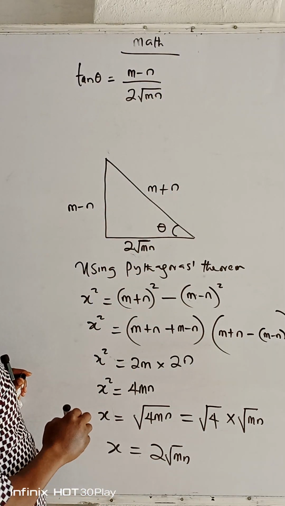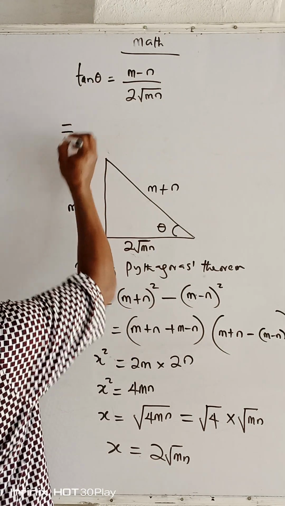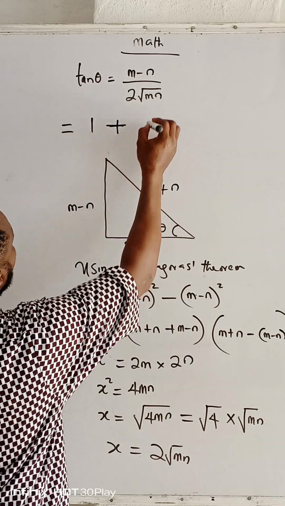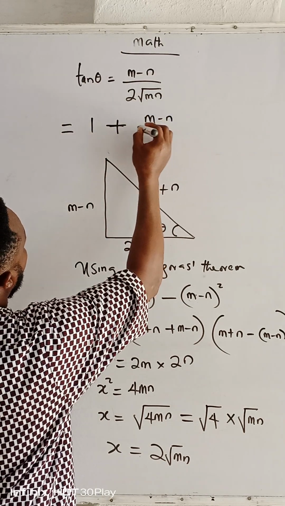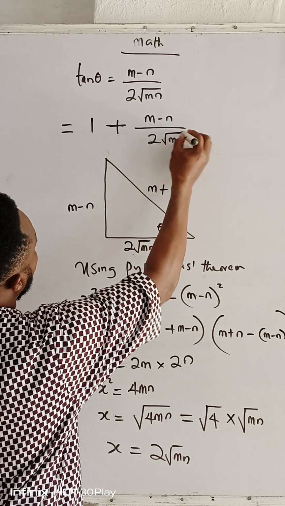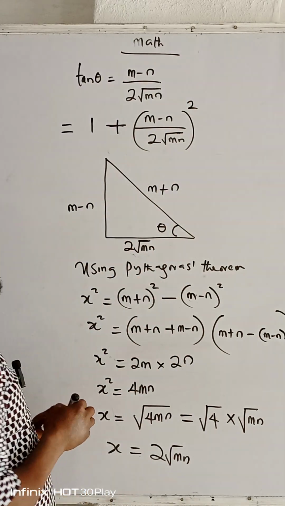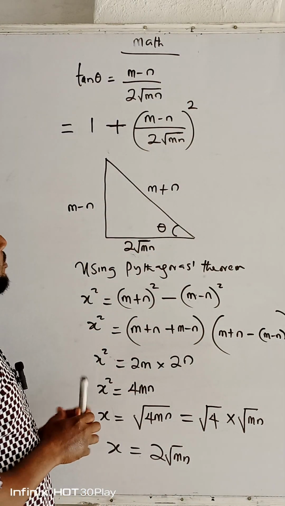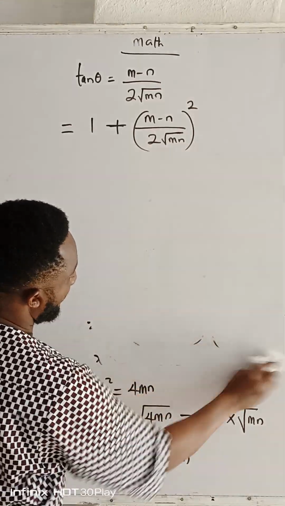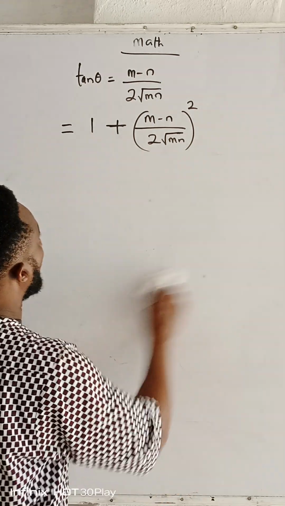Now, 1 plus tan square theta, that's our objective. So that becomes 1 plus m minus n over 2 root mn, all squared. That's what 1 plus tan square theta will give us. So if we expand the expression, all we have to do is a simple algebraic work.